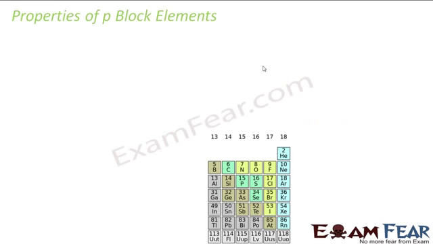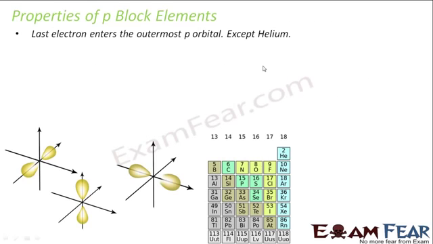Now we'll talk about some of the properties of the P block elements. In this we'll see that the last electron enters the outermost p orbital. That is something we have seen. We have defined this, that P block elements are the elements where the last electron enters the outermost p orbital. Helium is the exception here. And if you see a P block element, the P orbital looks like this. We have seen the structure of this. If you have doubts, you can watch the video on the chapter where we discussed the orbitals.